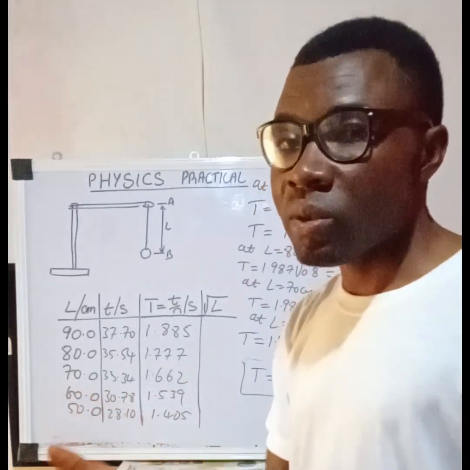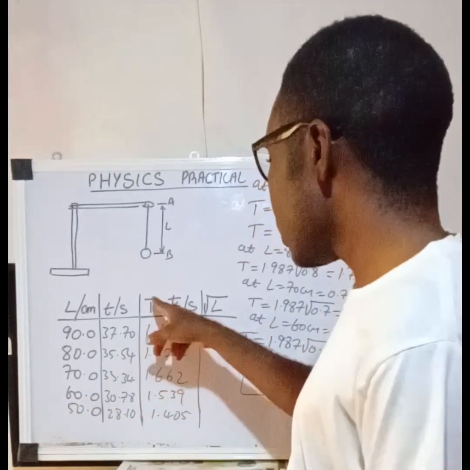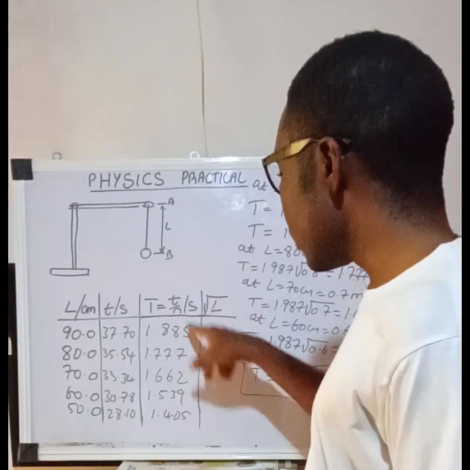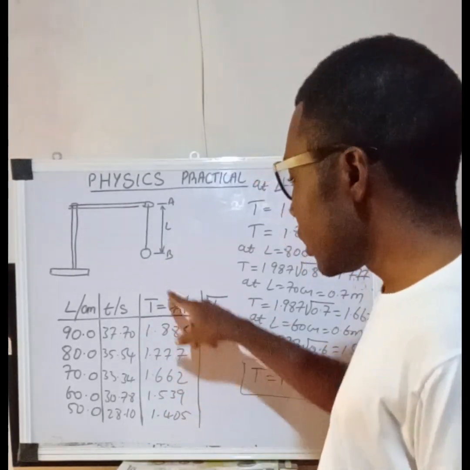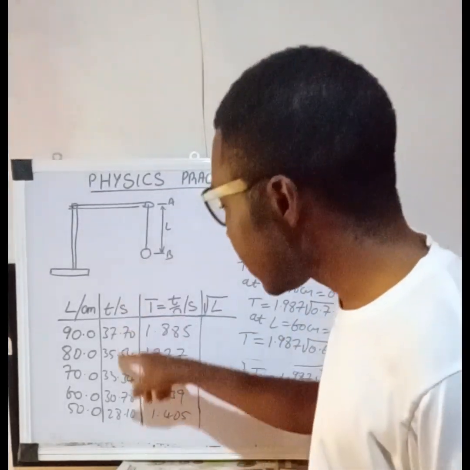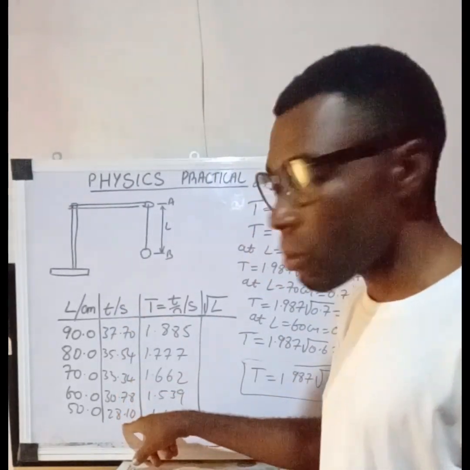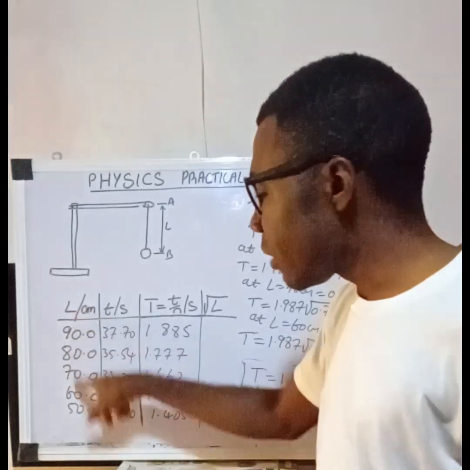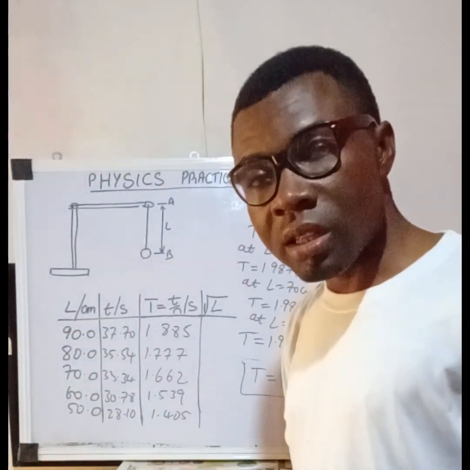The question will say evaluate this and that. The question said evaluate period and square root of L. So these two are calculated values. The capital T and root L are calculated values. The small letter t is the measured value. We measure from a stopwatch, and this L is the value given in the question.